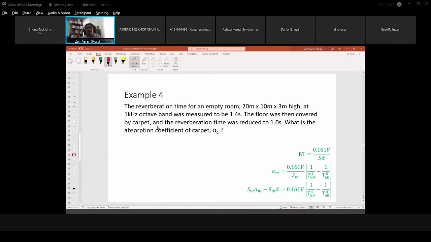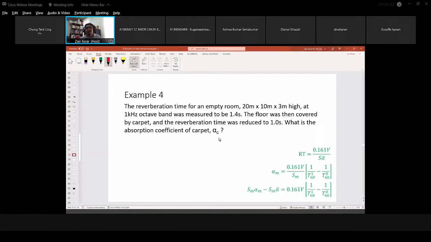So this is another example. We have a room with this dimension at the 1 kilohertz octave band, or this particular frequency. We were told that RT is equal to 1.4 seconds. If we then cover the floor with carpet, what will be the reverberation time? The reverberation time was reduced to 1 second. What will be the absorption coefficient of the carpet?